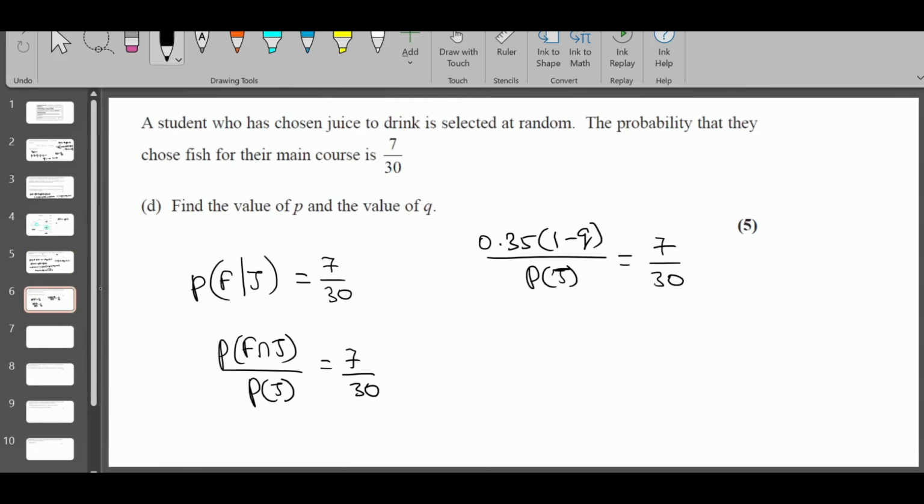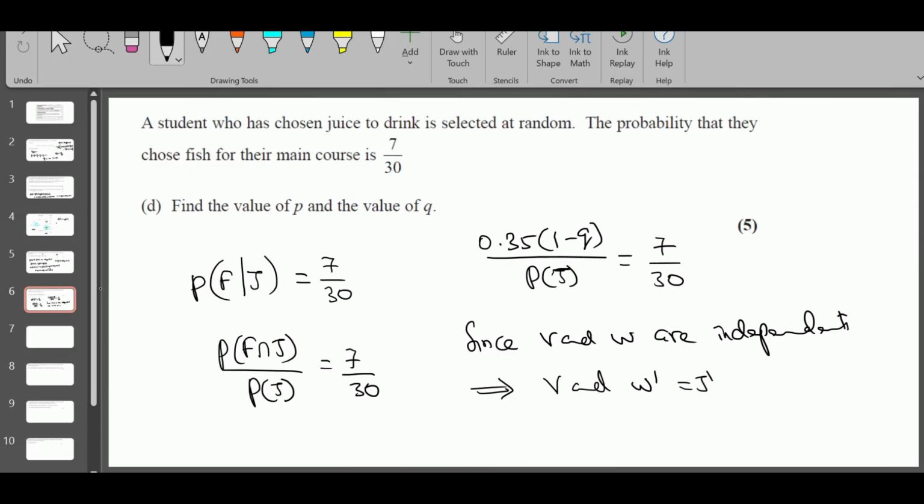So this is the result you should remember. It might be useful in some other question also. If A and B are independent, definitely A complement and B are also independent. A and B complement is also independent. You need to remember that, okay? So here, since V and W are independent, V and W complement, which is basically J, are also independent, right?